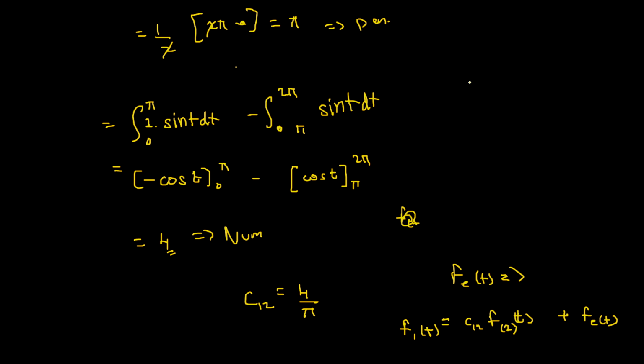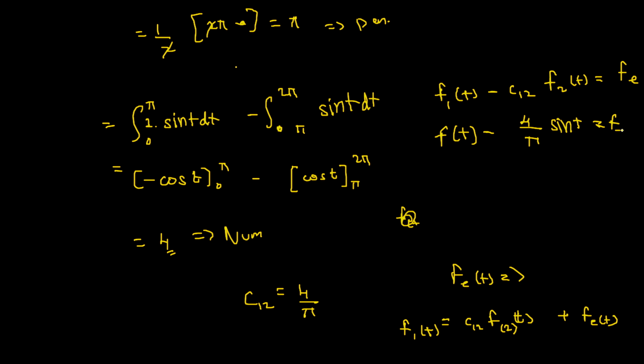So for the error function, we write it as f1 of t minus c12 into f2 of t is equal to fe. So in this case, we have f1 of t minus 4 by pi sine t. This is our error function here, right? So that is about mean square error.